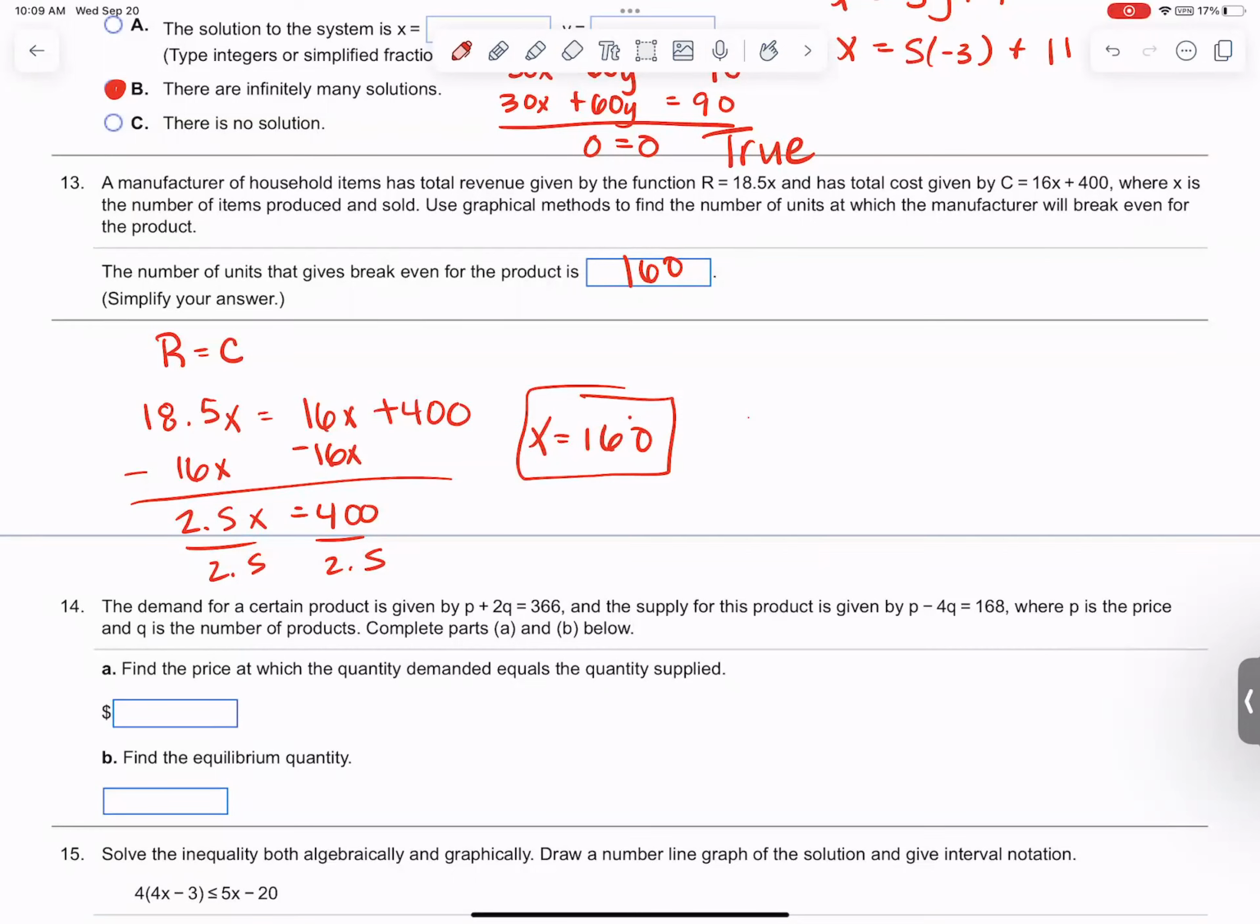So the revenue function is going to start at 0, 0, when x is 0, y is 0, and go up. The cost function is going to start at 400 and go up. So I probably need to at least adjust my window somewhere, greater than 400. So let's see. I'm going to make my window. Actually, I know what the answer is. It's 160, isn't it? So I'm going to make my window 0 to 200 with a scale of 10, and maybe 0 to, I don't know, let's do 1,000.